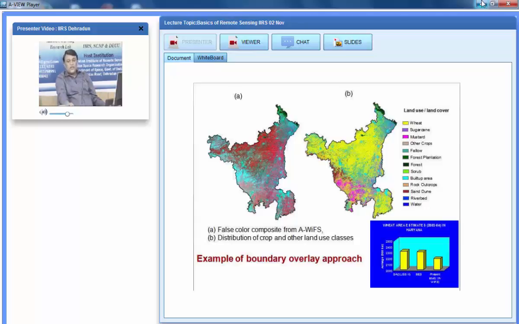So here the same boundary layer overlaying approach was also tried with the AWiFS data to discriminate mustard, wheat and sugarcane crops. So here also the accuracy assessment for the wheat crop.